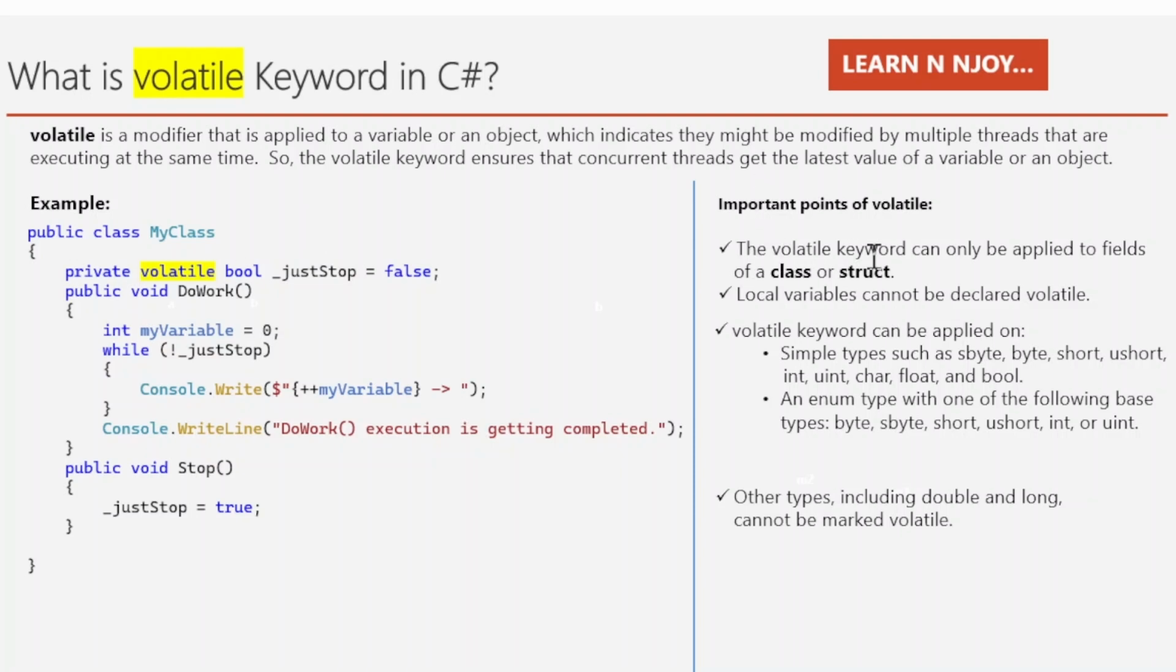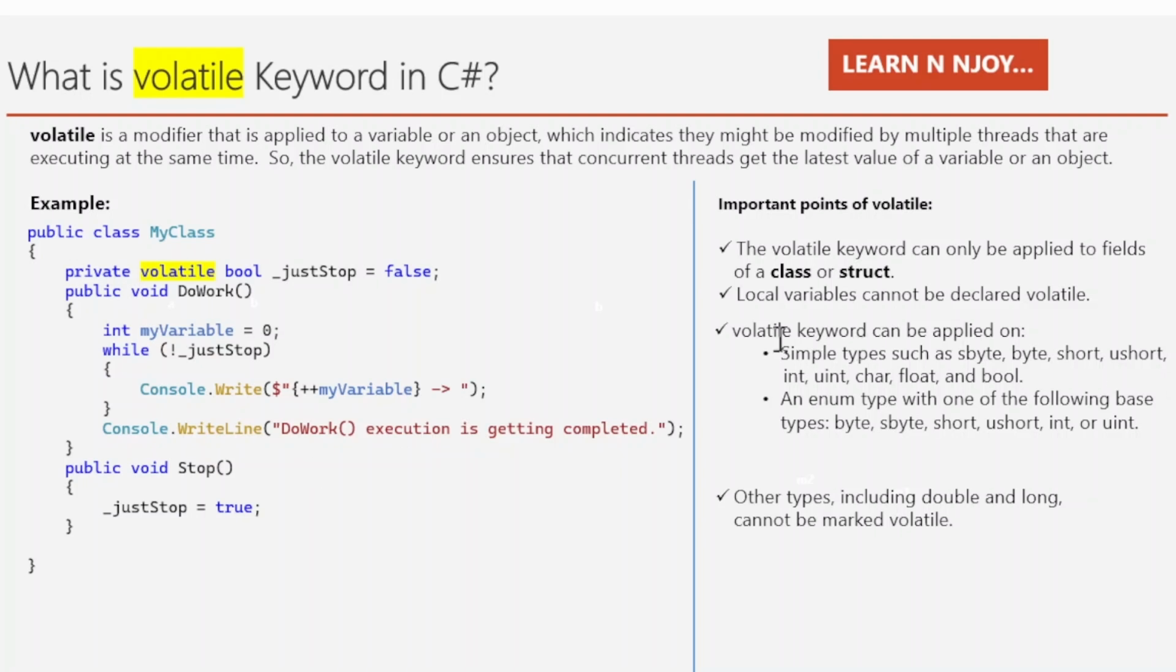Number one, the volatile keyword can only be applied to fields of a class or a struct. It's very important. Number two, local variables cannot be declared volatile. What it means is, let's suppose we have a method, DoWork or Stop, and if we define any local variable inside that and mark it with volatile, that is not allowed at all. So it should be declared at the class level or struct level.